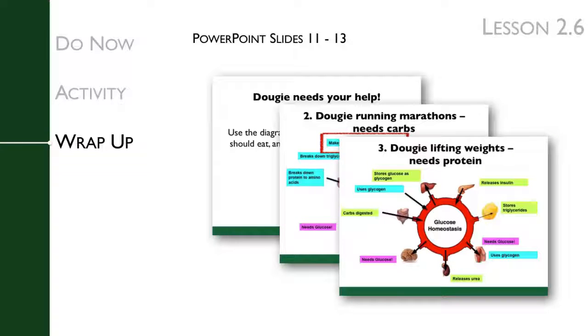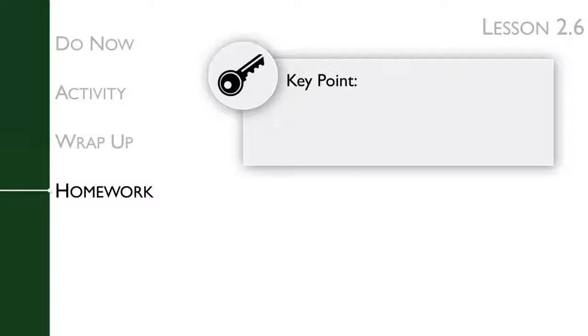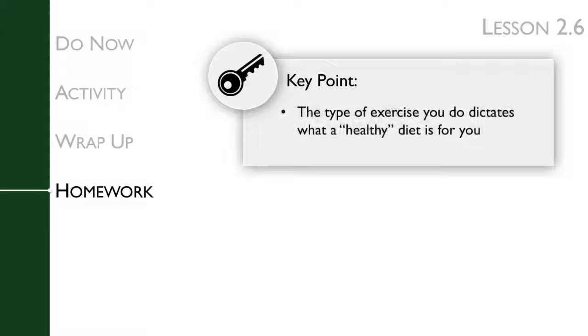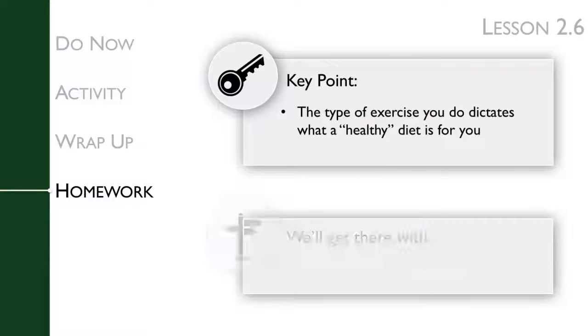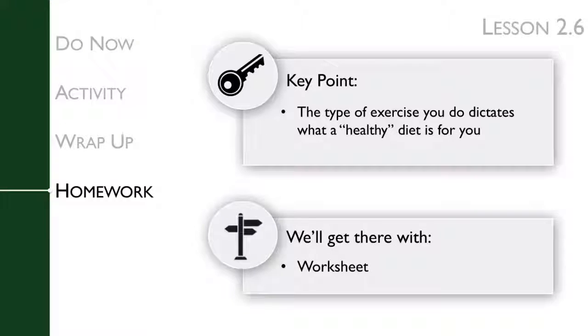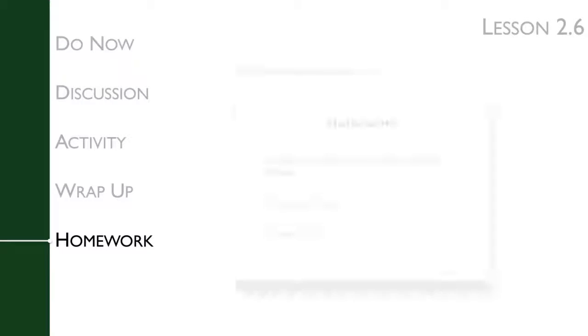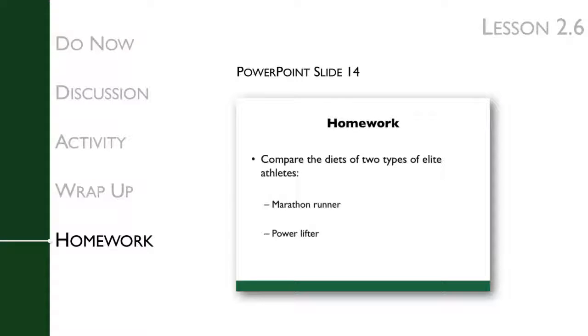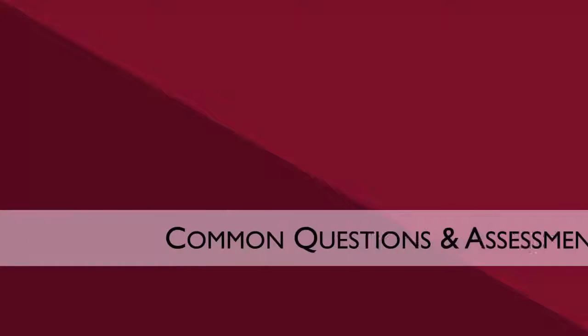The key point of this lesson's homework is that the type of exercise you do dictates what a healthy diet is for you. We'll get there by having students complete a worksheet. In the worksheet, students will read about the diets of an elite distance runner and an elite weightlifter. Then students will use 2 models from this unit to explain why these diets are beneficial to those athletes.